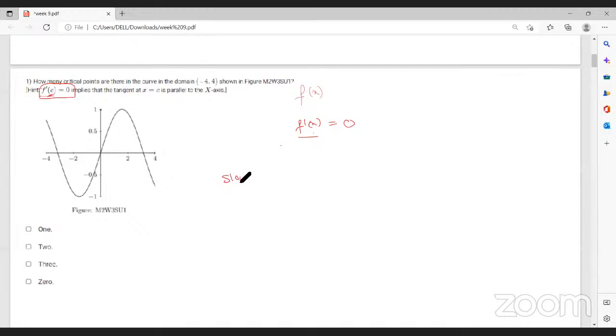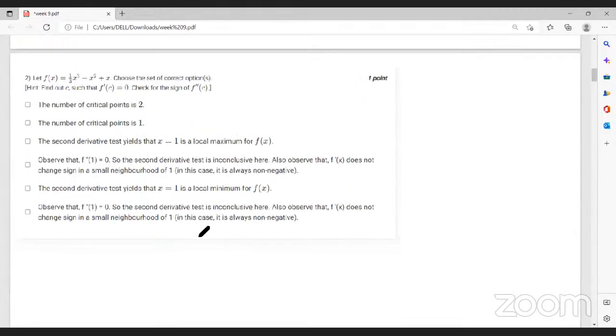If the slope is equal to 0, it means the line is parallel to the x-axis. So how many critical points are there? 2, sir. The first one is this one, the second one is this one, right? So there are 2 critical points. See, the simple one. Any doubt in this question? No, sir. Okay, so next question.